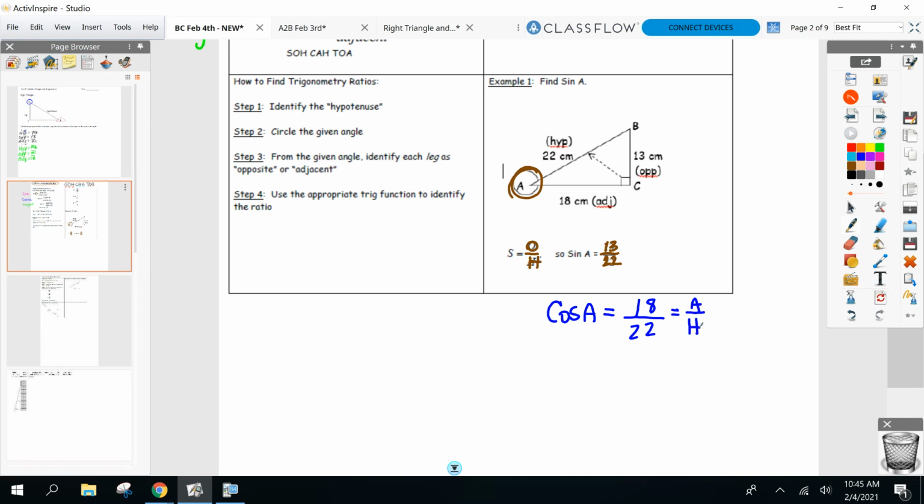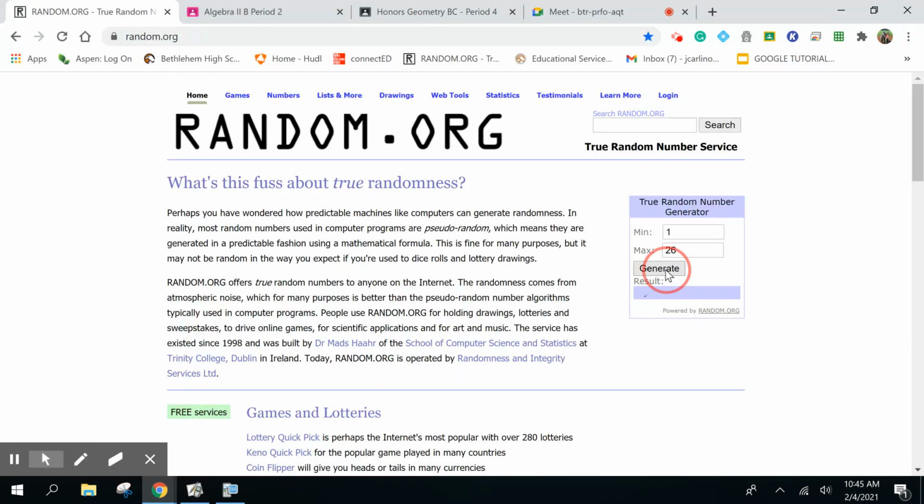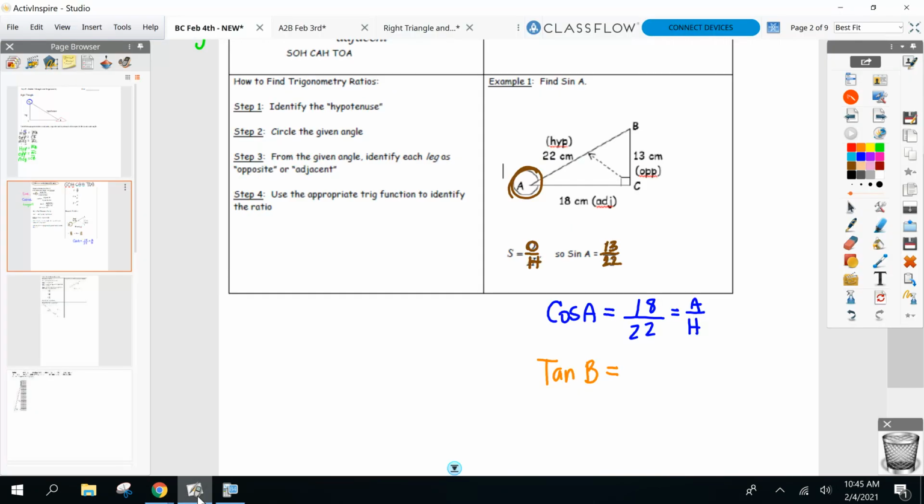All right, one more. Somebody find me the tangent ratio, but go from B now. The tangent of angle B. The tangent ratio for angle B now. SOHCAHTOA. TOA. Now you're going from angle B. Here we go, going up top. Omni, what do you have here? The tangent ratio for B.